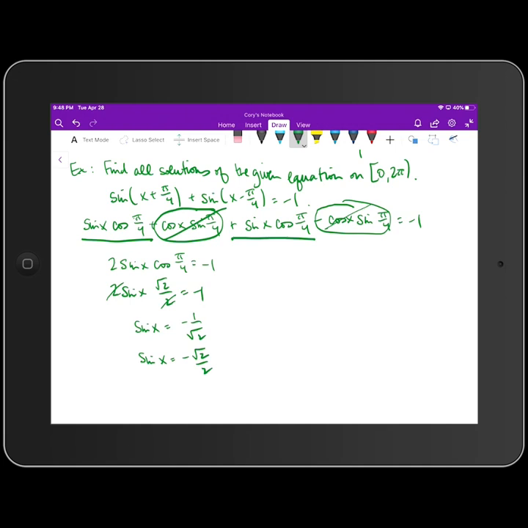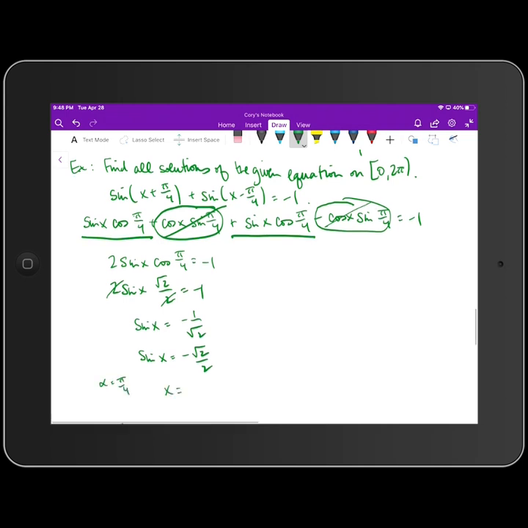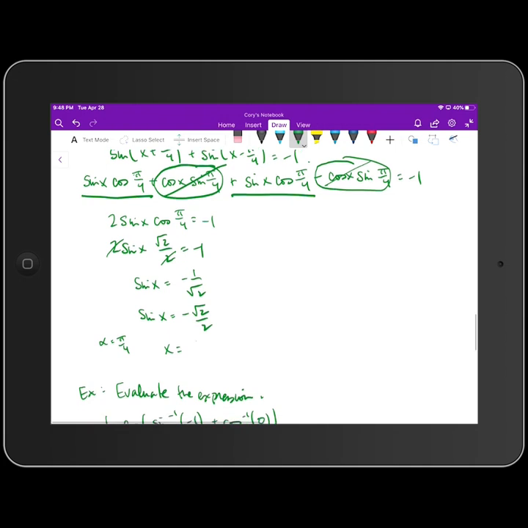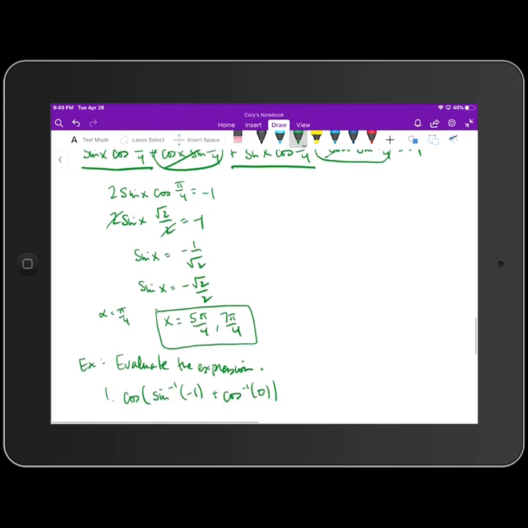So we want to find where sine is negative rad 2 over 2. That makes our reference angle here pi over 4. And we know that sine is negative in quadrants 3 and 4. So the angles in quadrants 3 and 4 with reference angle pi over 4 are 5 pi over 4 and 7 pi over 4. So those are our two particular solutions on the half closed interval from 0 to 2 pi.